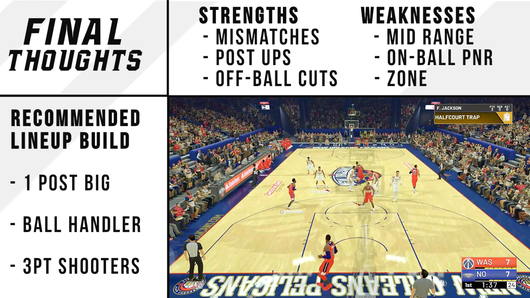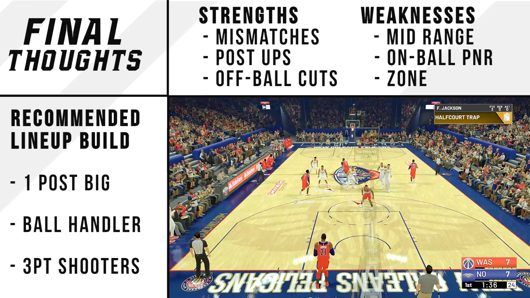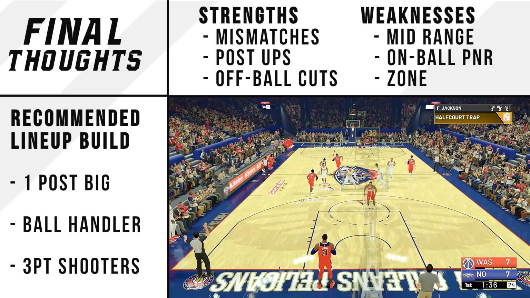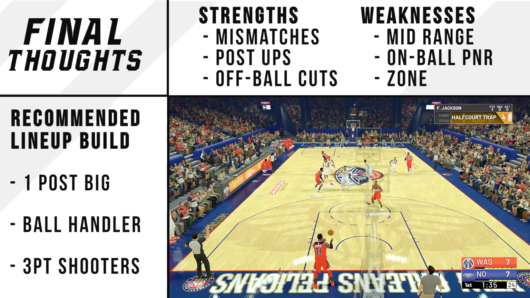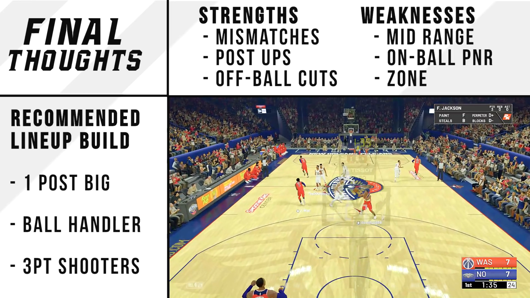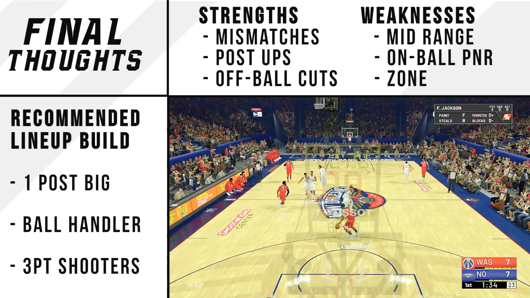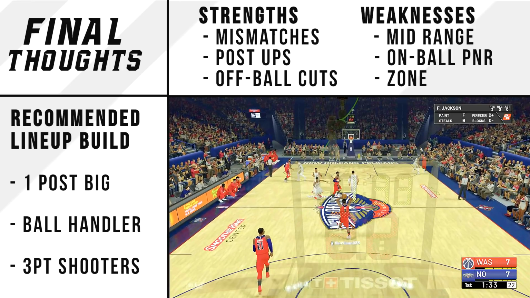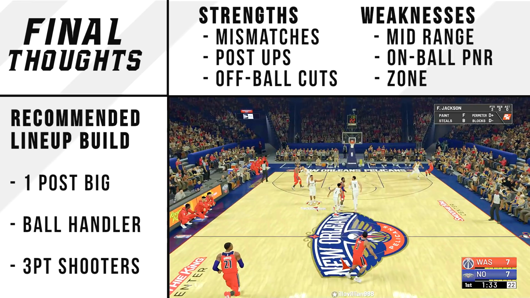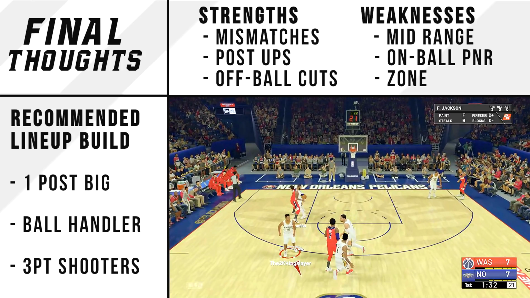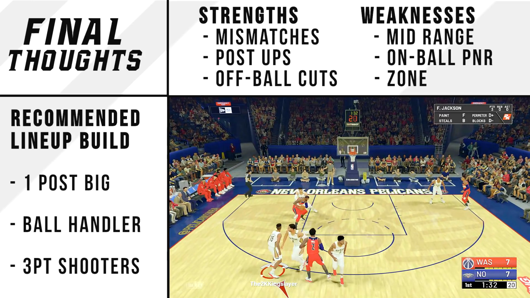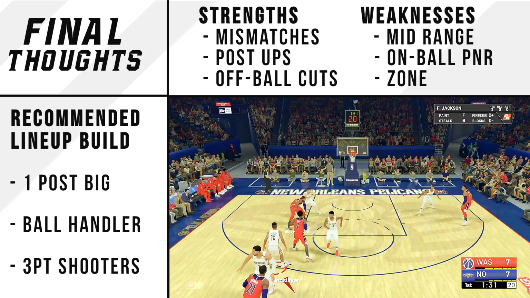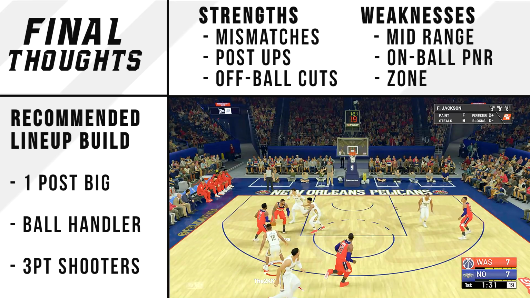Weaknesses. This is not conducive to mid-range. It's just not. There's too much crowding on the inside. It's also not conducive to on-ball pick and rolls for the same reason. Now, in a few of the plays, there are kind of last resort options where a guy comes up to set a screen if nothing else works, but this is not a spread offense, so not really your best option there. And yeah, this doesn't work against zone.